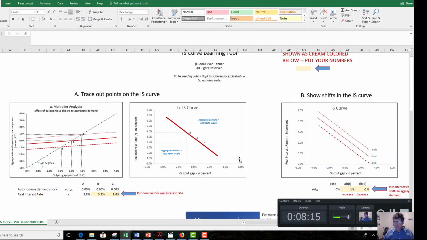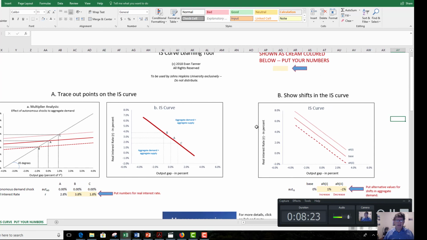So we have derived the IS curve. We've done it by tracing out points on the multiplier, using our initial multiplier analysis, and we've got that curve, and then we've shown how this curve can shift. We hope that you find this learning tool to be useful. Thank you.